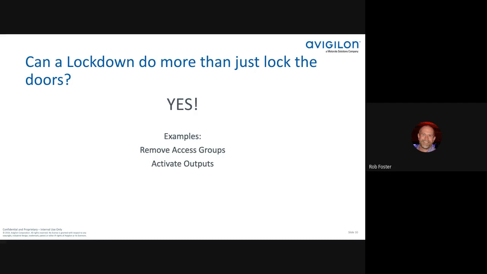So as part of that lockdown, we can initiate other actions to do things like remove access groups. Sometimes, end users want to fire outputs that might be connected to strobes or sirens and so on and so forth. Send email, create an actual alarm event that will pop up on the screen. So just some of the examples of other things that we can initiate during the priority door lockdown.